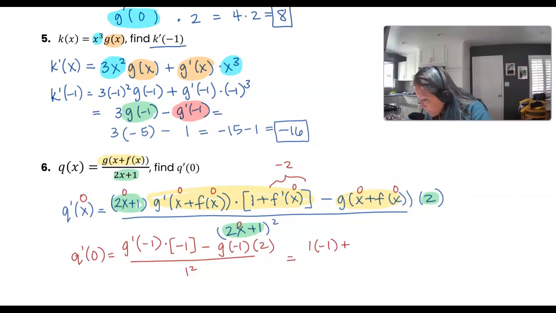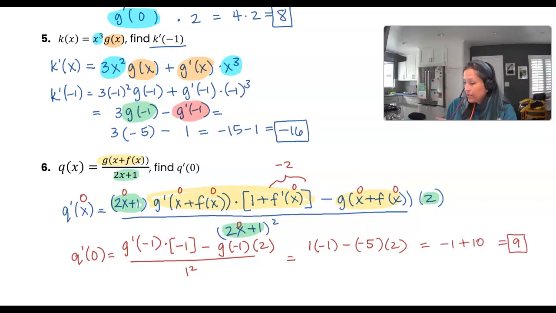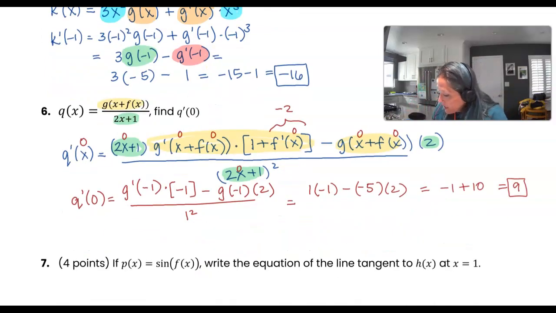I feel like I made a mistake somewhere. It's quite possible. G of negative 1 was negative 5. Oh, see, I did the same thing I did last time. I changed this minus to a plus. I did that in class. Times 2. So this is all over 1, so I don't really need that. This is negative 1 plus 10. There we go. Gives us a positive 9. All right, so there was our answer to 6.